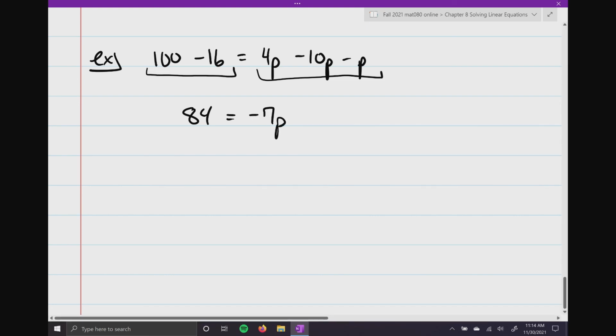Variable terms on one side, constant terms on the opposite side. It's already done. So now, step 5, all I have to do is divide both sides by the number in front of the variable. In this case, it's going to be negative 7. So I get p equals 84 divided by negative 7, which is negative 12.